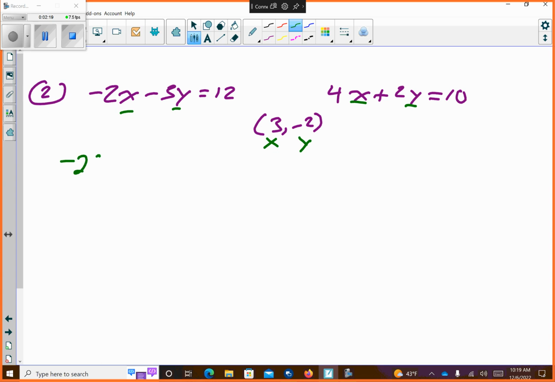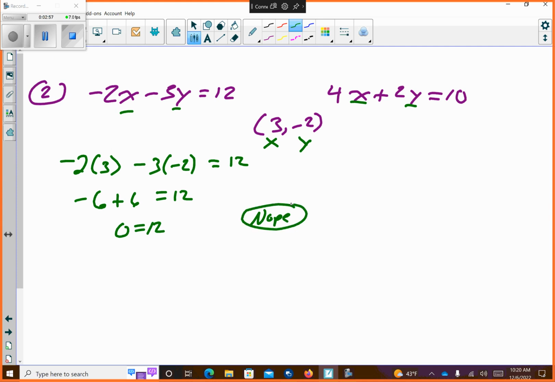So I get negative 2 times 3. Negative 3 times negative 2 is equal to 12. We're in good shape. Oop, yep. So that's negative 6 plus 6. Is negative 6 plus 6 equal to 12? No, not this week. All right. Friends, right now you could stop this problem because it did not work on the first one. So this is not a solution.